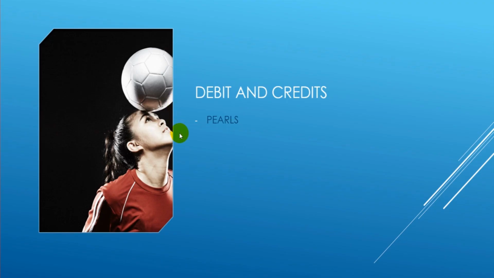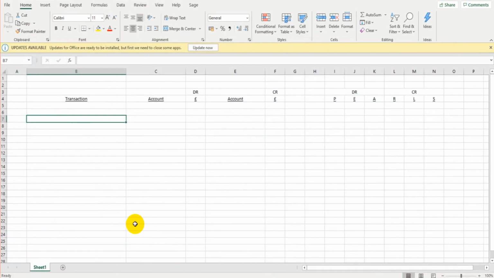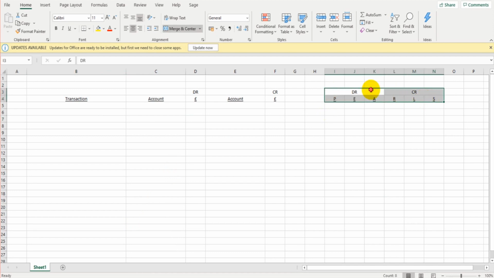But if you are, let's bring up Excel, my favorite software in the world, and I'll demonstrate this a bit further. So over here, we have DR for debit. Don't ask me why, but that's the way it's done in the accounting world. DR for debit and CR for credit. We have PEA for debit, purchases, expenses, assets. Credit is revenue, liability, and sales.